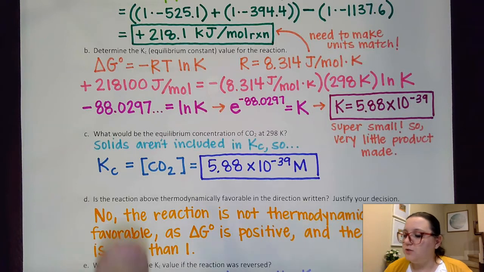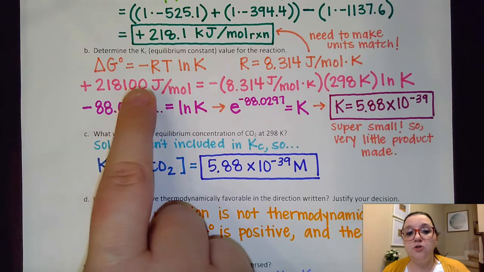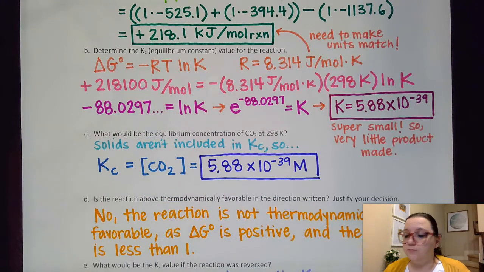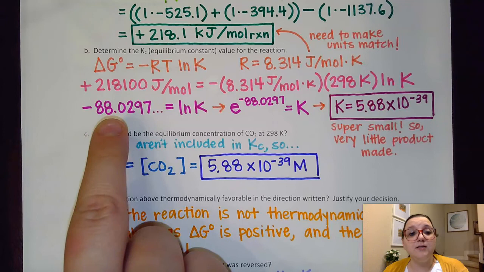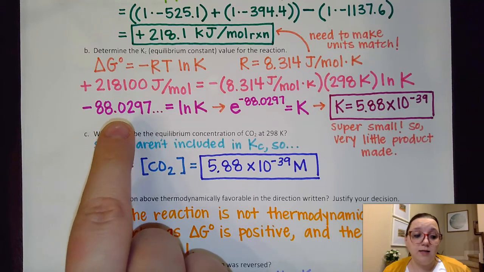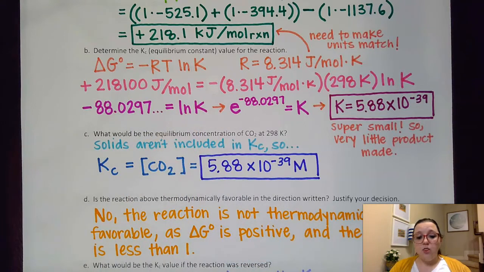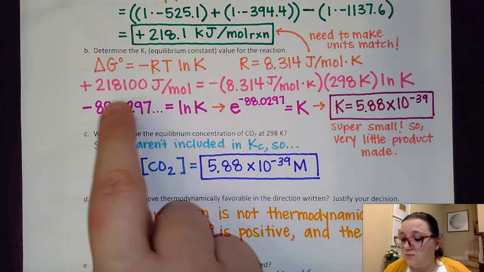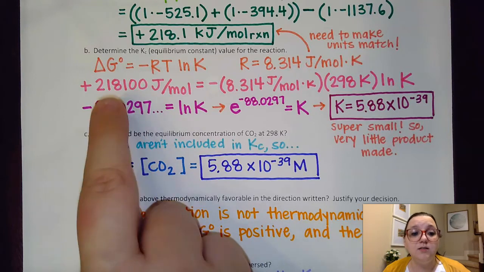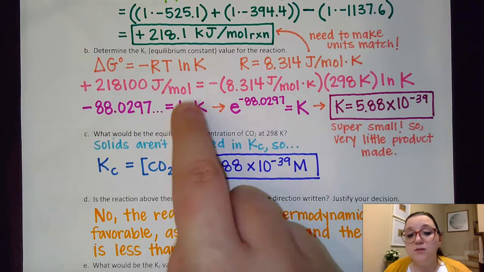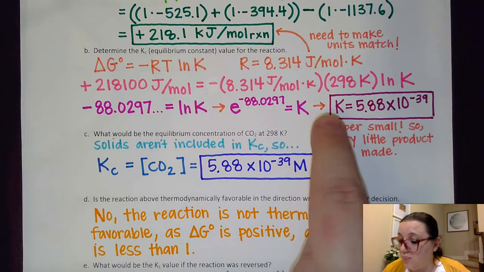Now, what I would do here math-wise is I would take this 218,100, divide over negative 8.314, and then divide over 298. And what that gets me in my calculator is a negative 88.0297. However, that's still going to equal the natural log of K. The way to undo a natural log is to raise both sides to the e. So you have e raised to the negative 88, and you have e raised to the ln of K. And what that e will do is undo the ln, so you end up on this side with just K.